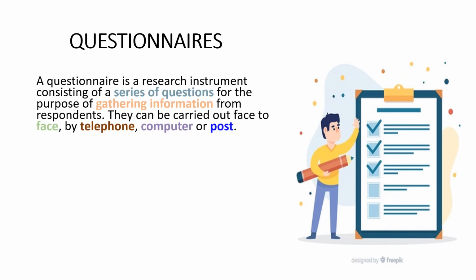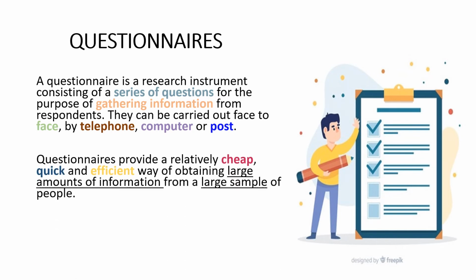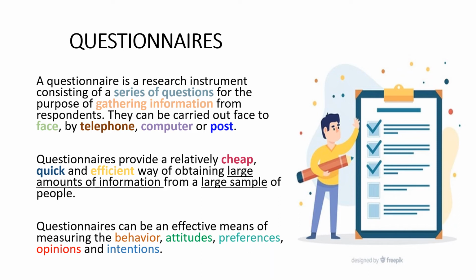Questionnaires are used as a very important, widely popular research tool, which consists of a series of questions with the main aim of gathering information from respondents. They can be carried out face to face, telephonically, through a computer, or via post. Questionnaires provide a relatively cheap, quick, and efficient way of obtaining large amounts of information from large amounts of people. They can measure things such as behaviors, attitudes, preferences, opinions, and intentions.